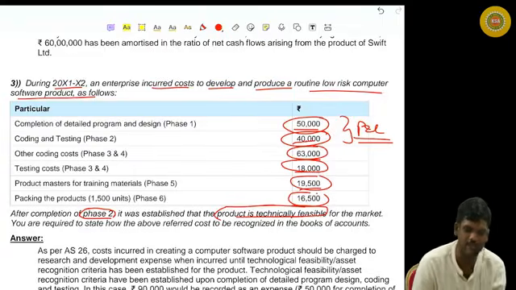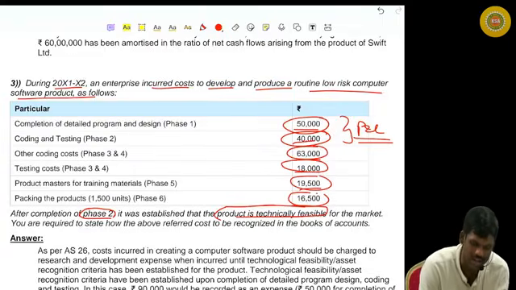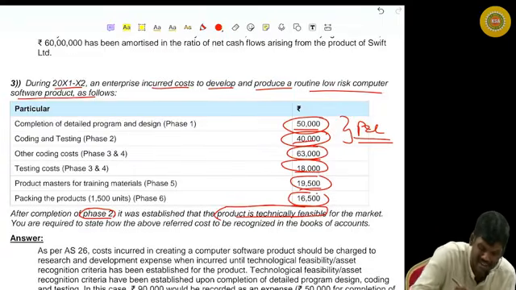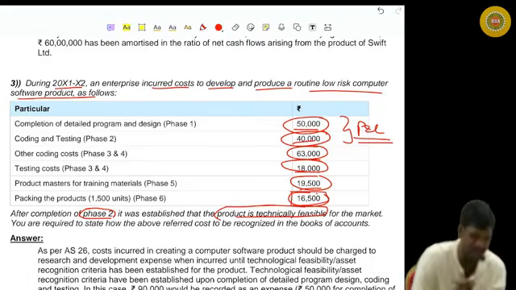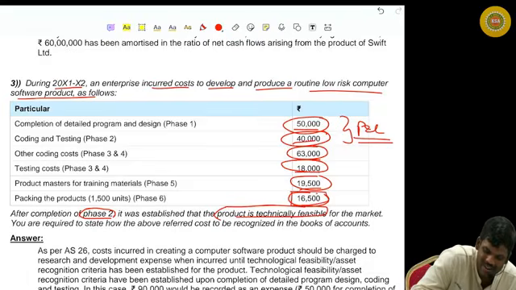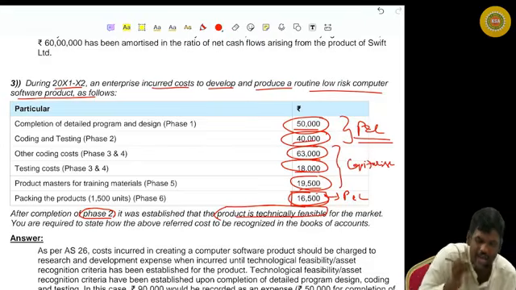plus 19,500, 1,00,500. Sir, what about 16,500? Hey, this is only packing cost. This cannot be capitalized. This should be charged to P&L. So only these 3 costs can be capitalized. Able to understand? So read the question clearly.